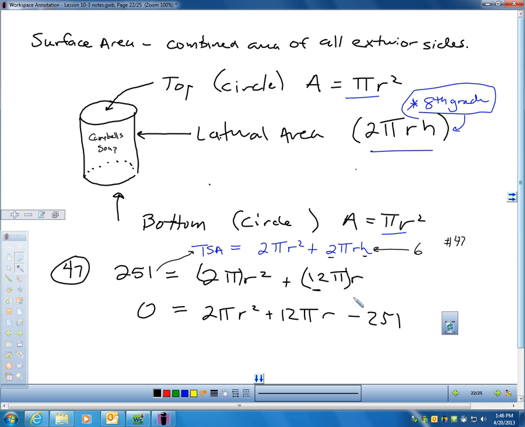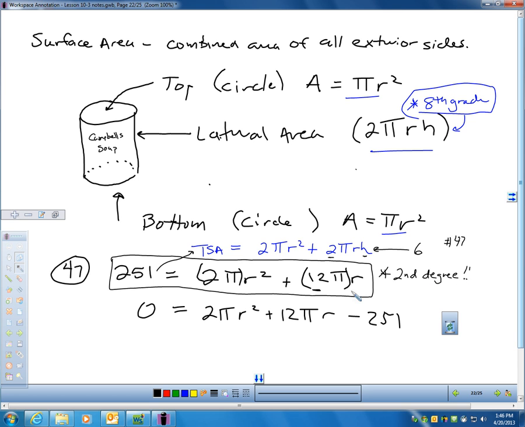Now remember, right away, when we look at this, it looks really complicated. But remember, pi is just a number. This is a second degree equation, so some bells and whistles ought to be going off in your head. Second degree equation means get everything on one side, 0 on the other. Let's go ahead and type this equation in our calculator now. So I'm going to type it in.